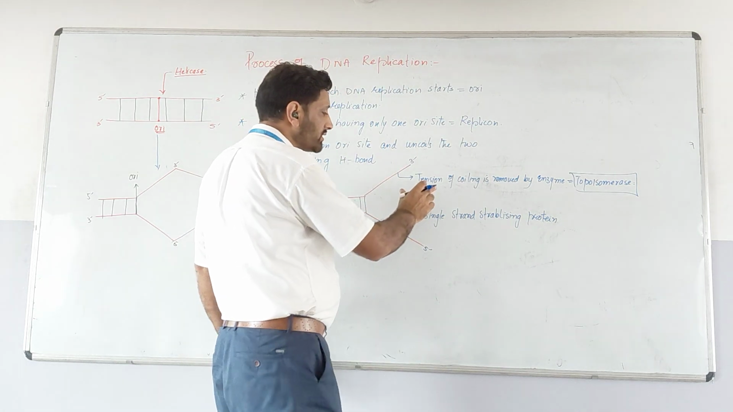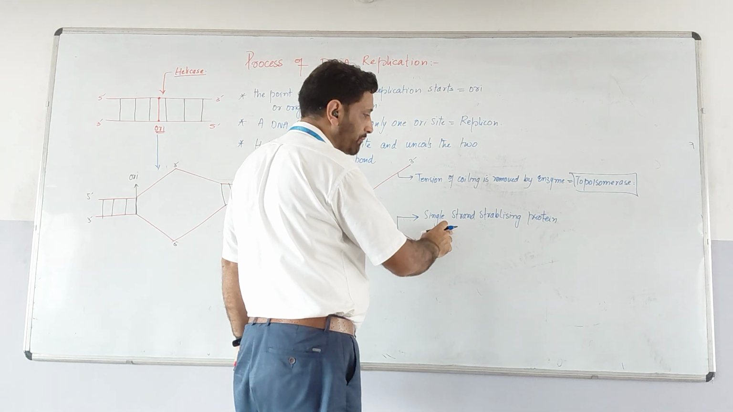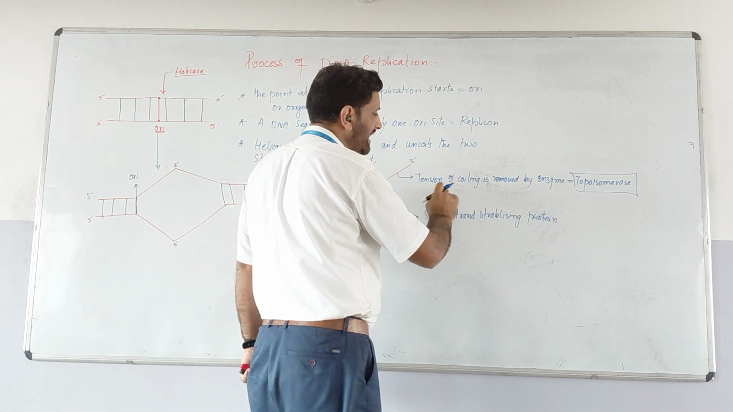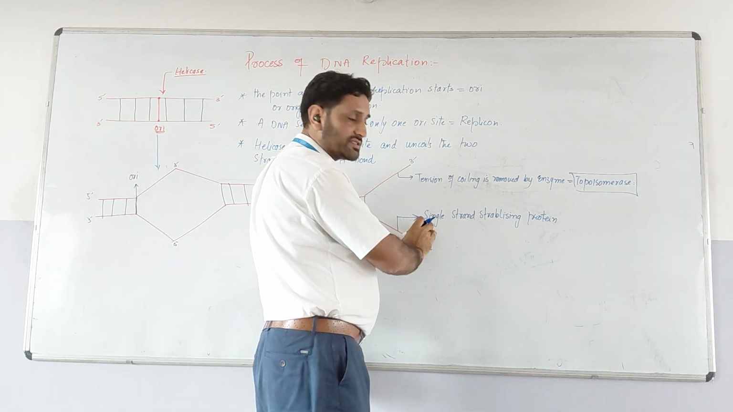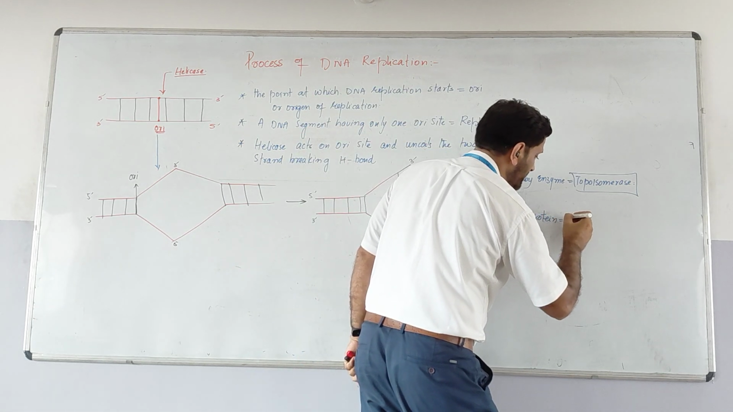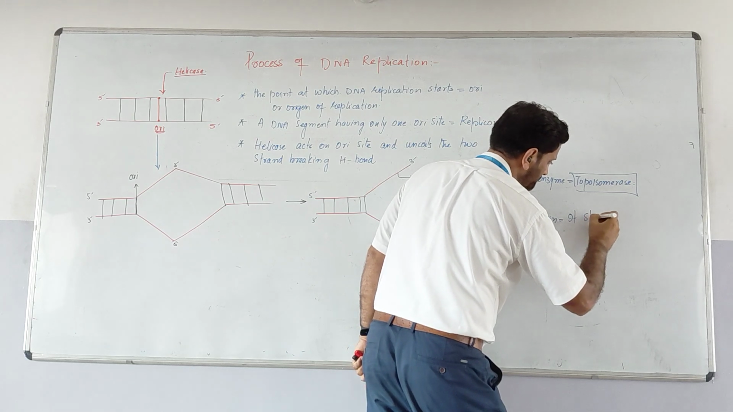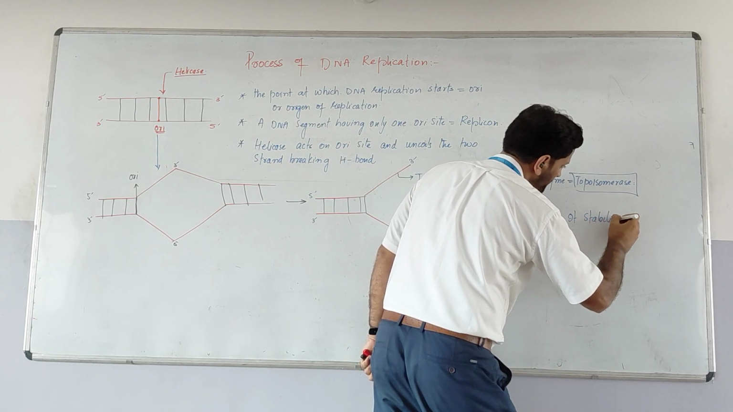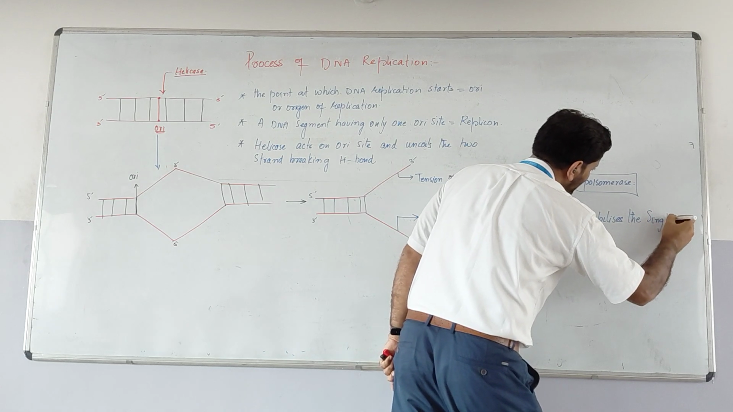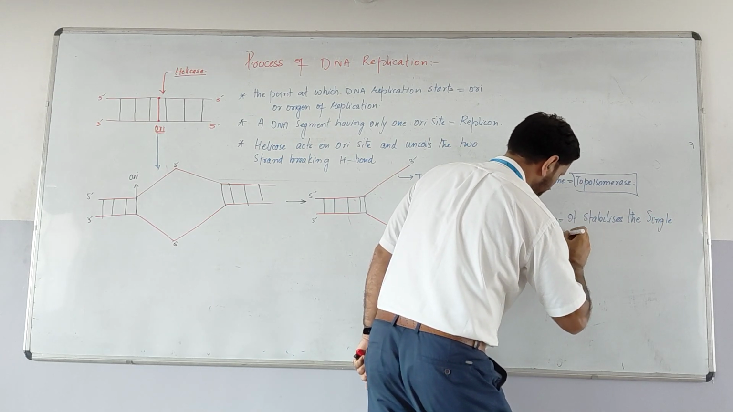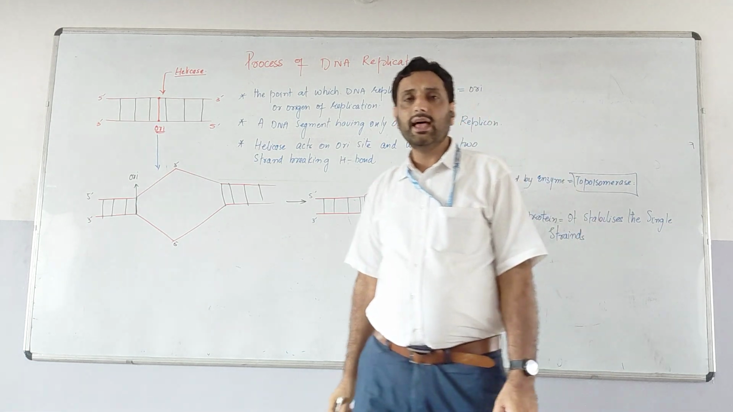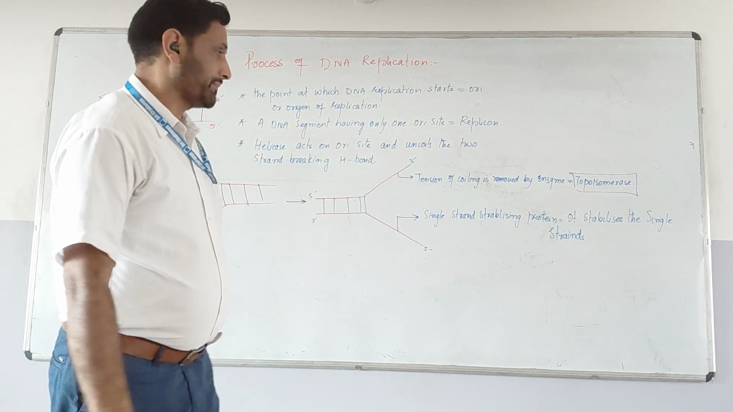So these are the two enzymes and this is the second protein. What is the function of topoisomerase? To release the tension of coiling. And what is the function of single strand stabilizing protein? It stabilizes the single strands. From what? So that they do not form hydrogen bonds again.